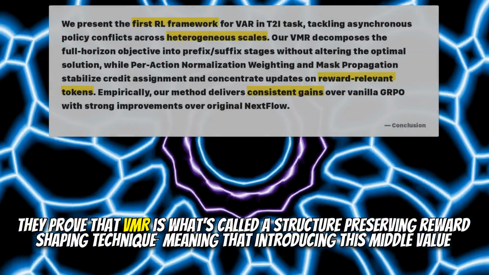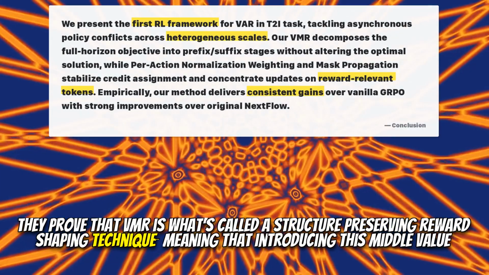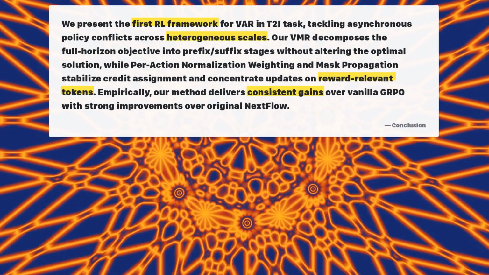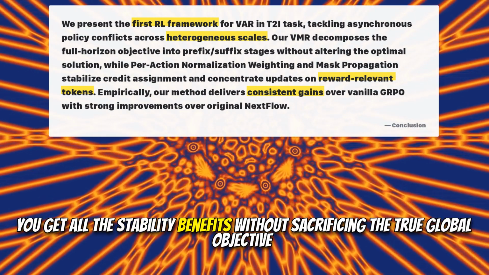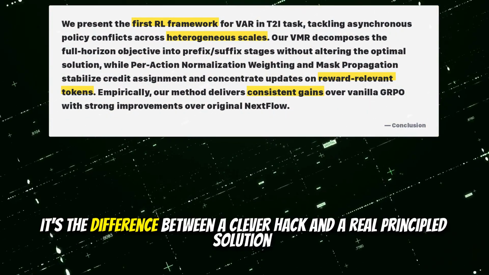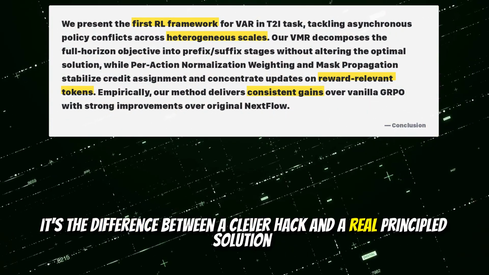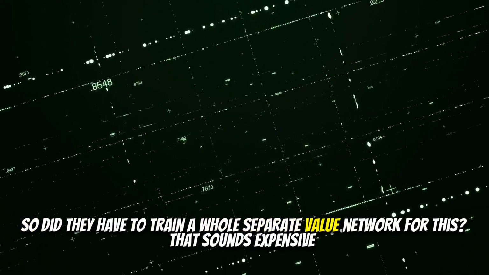They prove that VMR is what's called a structure-preserving reward shaping technique. Meaning that introducing this middle value function does not change the optimal policy. You get all the stability benefits without sacrificing the true global objective. It's the difference between a clever hack and a real principled solution. That's incredibly elegant. So did they have to train a whole separate value network for this?